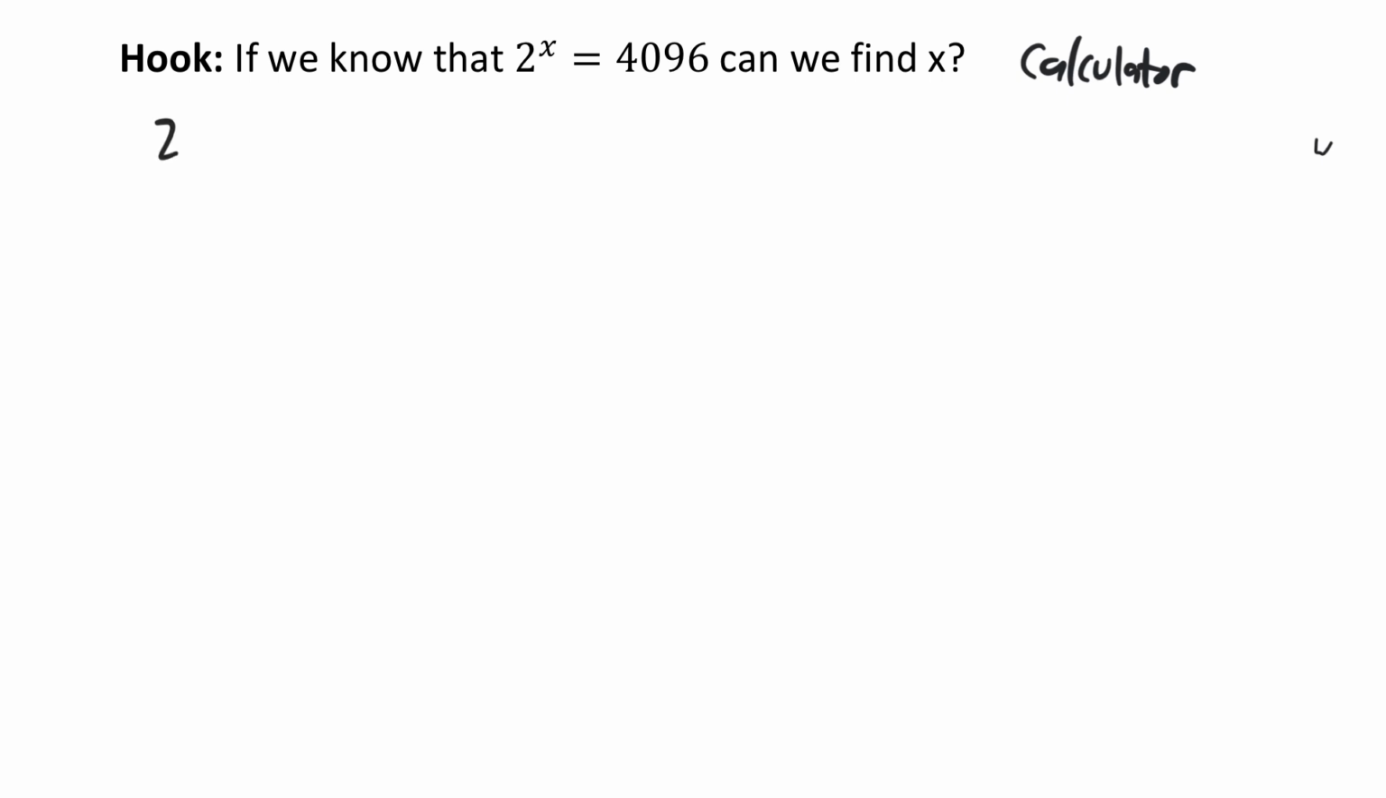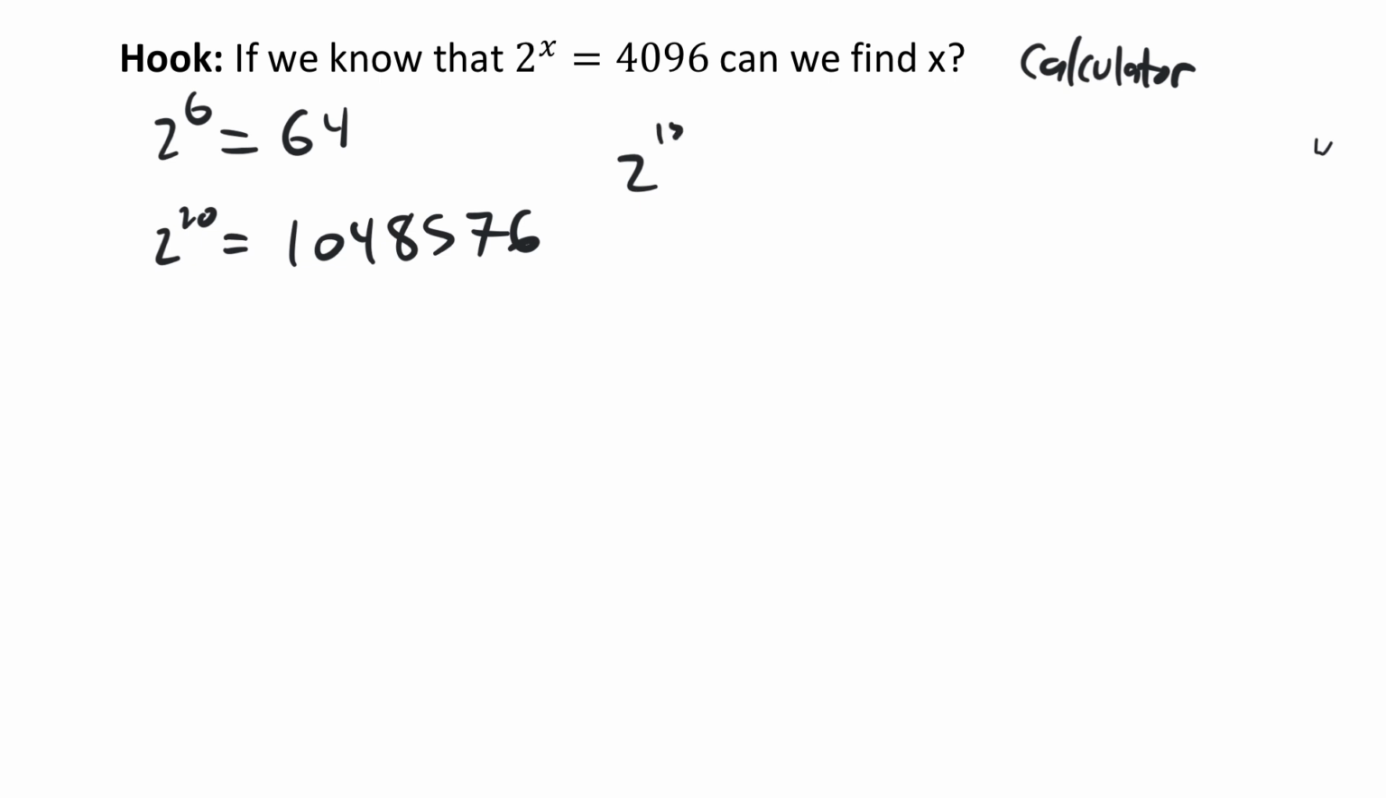So let's try 2 to the maybe 6. That means 2 times 2 times 2, right? 6 times. And we could try that on a calculator. That's going to give us 64. That's a bit too low. Maybe let's try 2 to the 20. 2 to the power of 20. Oh, that's going to give me 1,048,576. That looks a bit too high. So somewhere between 6 and 20.